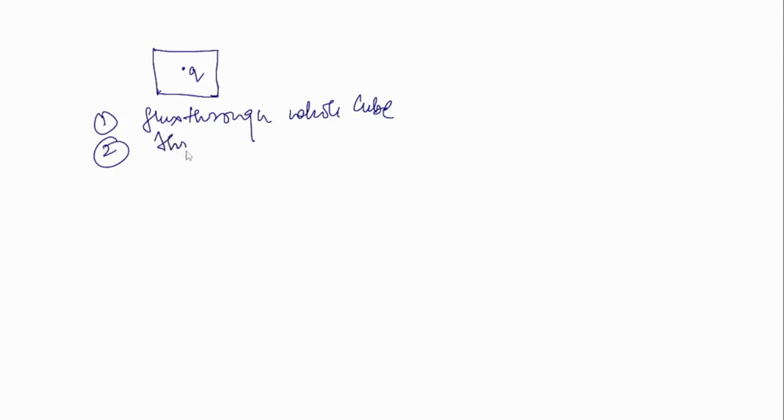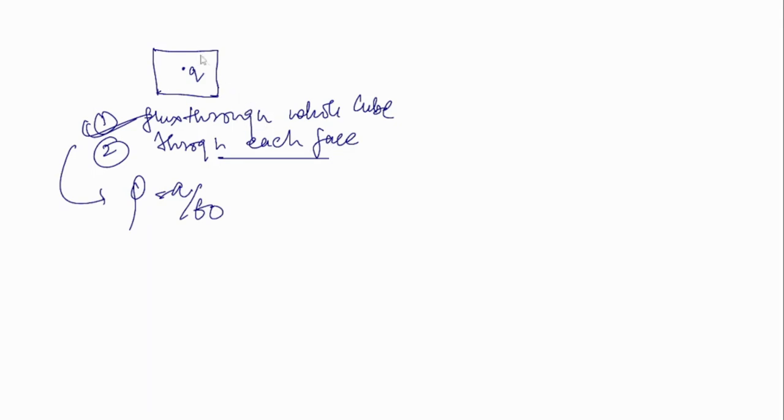Just think for 10 seconds. I think you have done the first part. The flux will be Q upon epsilon naught. And through each face: how many faces does a cube have? It has 6 faces. So the flux through each face will be Q upon 6 epsilon naught. So this was the basic question about the flux.